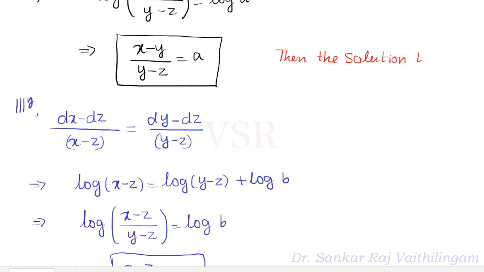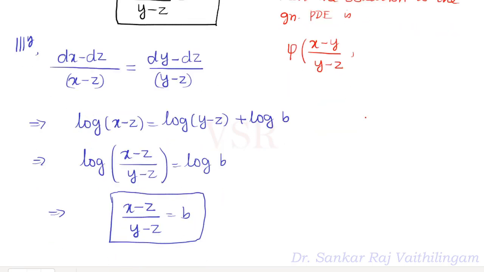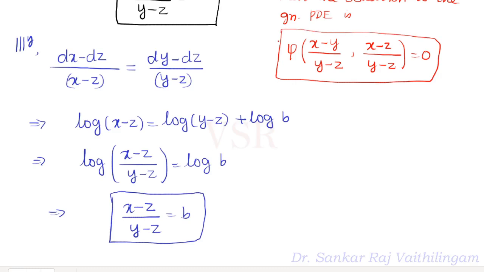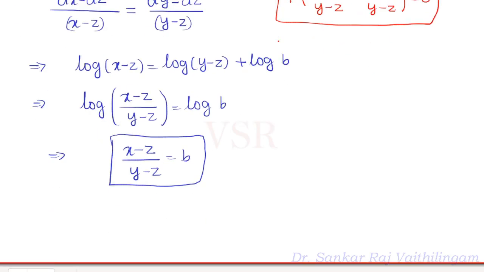Solution to the given PDE is Lagrange's: phi of (x minus y divided by y minus z, comma x minus z divided by y minus z) is equal to 0. So this is my solution. Okay, so this is the 11th problem. Now let us go to the 12th problem.